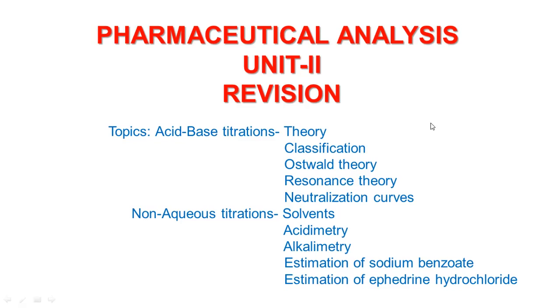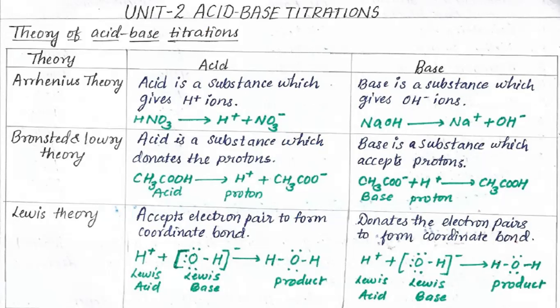So today we are going to discuss the Unit 2 revision part, in which we are going to discuss acid-base titrations and non-aqueous titrations. Before learning about acid-base titration, we should know what an acid is and what a base is. These are the three important theories which explain acids and bases: the first one is Arrhenius theory, then Bronsted theory, and Lewis theory.